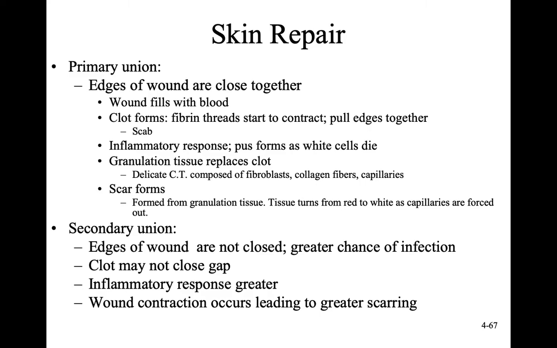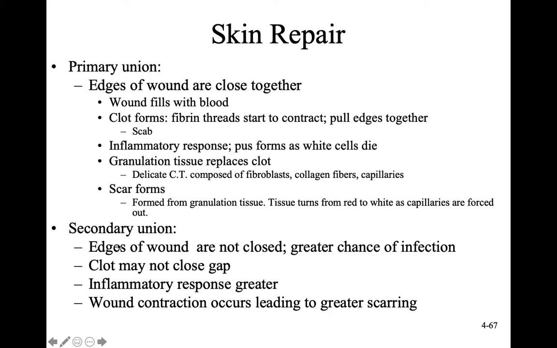Now, scars do form. With something like a paper cut, we're not going to get a very, very large scar. But if we have a relatively large cut, we'll end up with this scar formation from the granulation tissue because the tissue never quite comes all the way back to an epithelium, a stratified squamous epithelium, as we've seen before. But we also will have the tissue turning from red to white as essentially the capillaries are forced back out, and it essentially becomes a dense, irregular connective tissue.